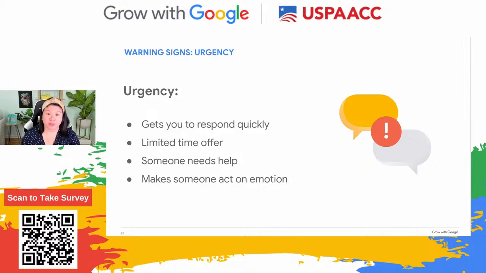Just know that urgency is a tool that scammers use a lot. They want you to respond right now. Other scams may use urgency by telling you that an offer is only available for a limited time, or someone is in need of help. Urgency can also be used to make you feel excited or concerned, so that you can act on an emotion.